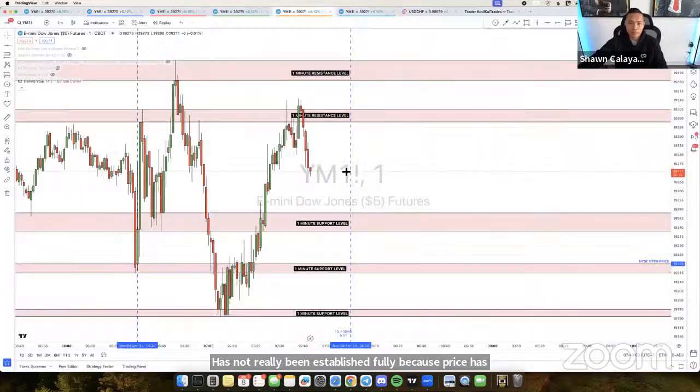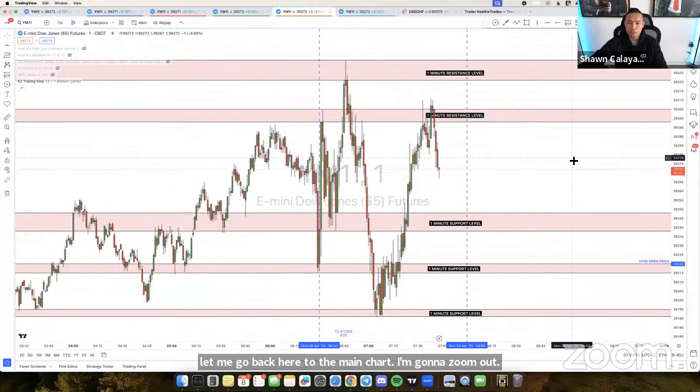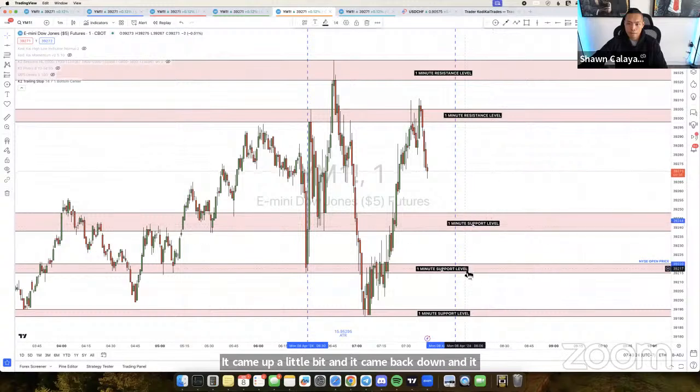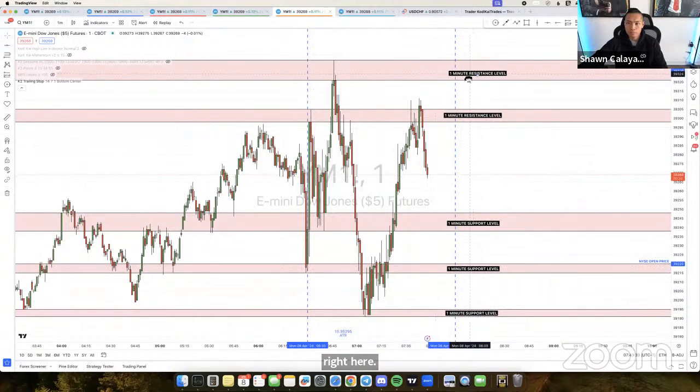So let me go back here to the clean chart. I'm going to zoom out. So this is pretty much the range for today. It's in a huge range. Price opened right here. It came up a little bit, then it came back down, then it came back up, and now it's back into this middle range right here, where price continues to, obviously, go back and forth.